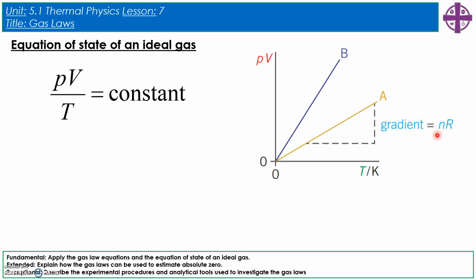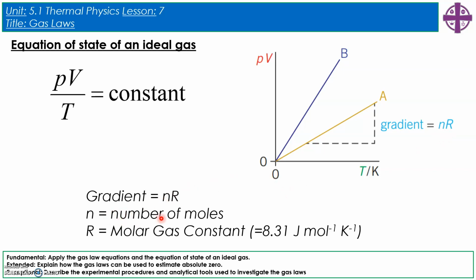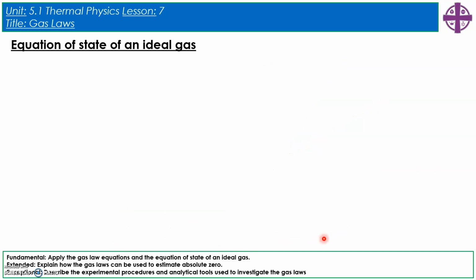n is the number of moles. You might remember that from the last lesson. n is the number of moles, and R is something called the molar gas constant. It's just a constant number, and it's equal to 8.31 with the units of this. So that brings the equation to actually be this. This is our equation of state of an ideal gas. It's PV equals nRT.